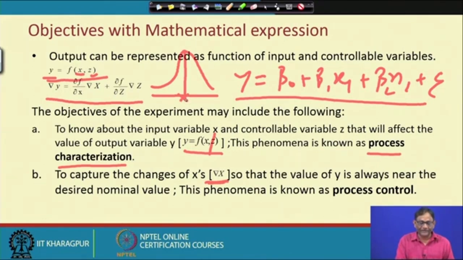This value is also controlled by x or affected by x. So, where to put this delta x so that y will be always here? It will not be always here, but it will be around approximately within this. So, this is known as process characterization, process control. Y is f(x, z) process characterization. Where to set delta x so that y will be at the nominal value, that is process control.